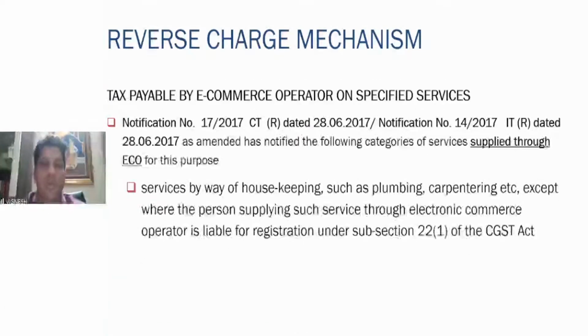Third one also, housekeeping services. Perfect example for this is Urban Company. In Urban Company, you can book the plumbers, carpenters, AC repairs, etc. Right? Here also, if that person is not liable for registration, then Urban Company will collect. But if this person has a GST registration, then Urban Company will not collect. But that person who is supplying the service, he will collect the GST.